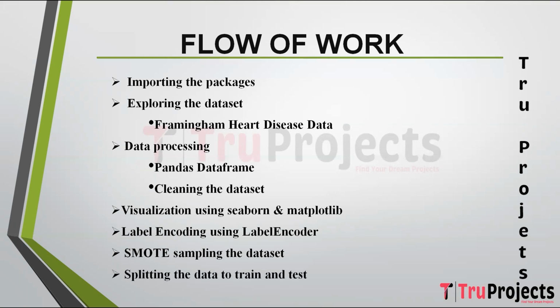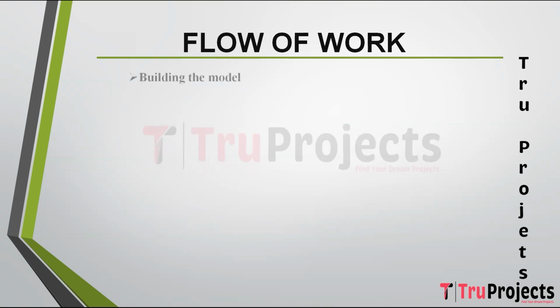Splitting the data to train and test. The dataset is divided into training and testing sets, with a portion allocated for training the model, the training set, and another for evaluating the model's performance, the testing set. Building the model. This step involves setting up the structure for various models that will be used in the project for predicting coronary heart disease, CHD. AdaBoost, Adaptive Boosting.